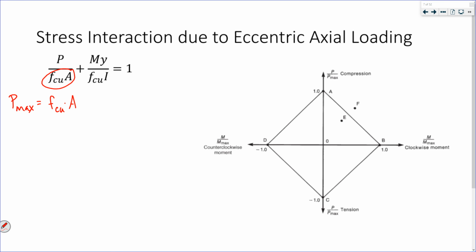So if I take my stress associated with failure in compression, multiply it by my area, that's the maximum allowable force that I could have if I only had axial force.